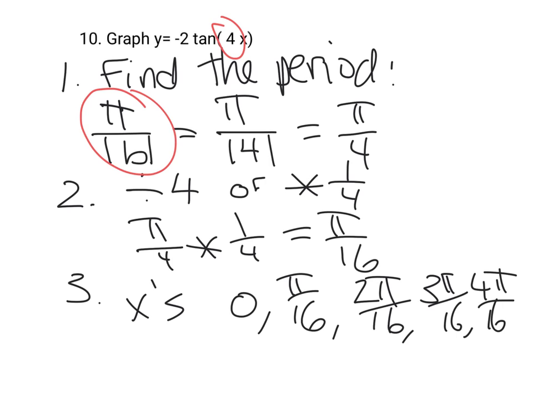So that means my x values are 0, pi over 16, 2 pi over 16, 3 pi over 16, and 4 pi over 16. Now we'll go to the next slide and continue.